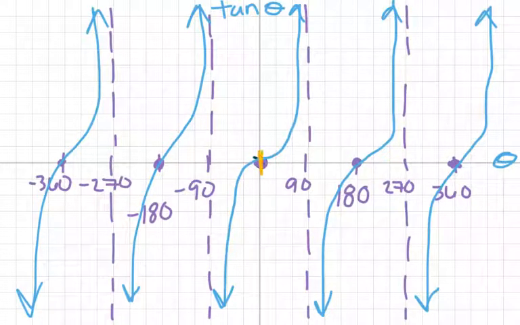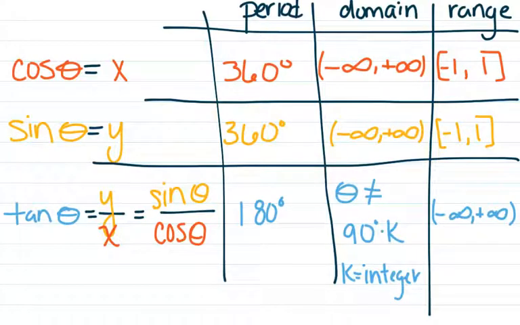From the graph of our tangent function, if we start right here at the origin, we can determine the period of our function to be 180 degrees. Notice this is different from the period of sine and cosine, which were 360 degrees. Alright, and then just a general summary of some information about our cosine, sine, and tangent functions. The period of sine and cosine are 360 degrees. The period of our tangent function is 180 degrees.